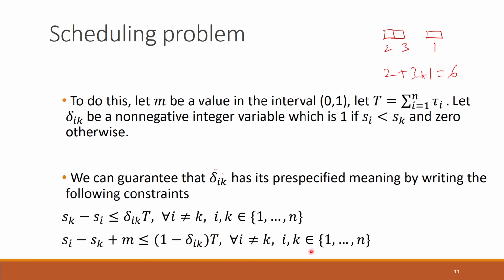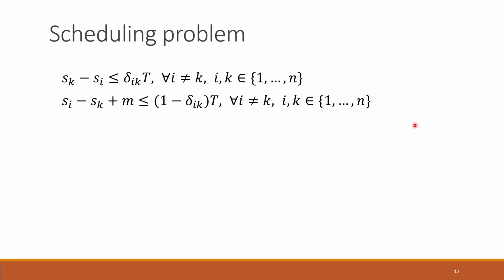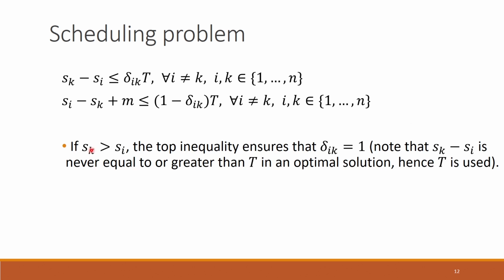Okay. So, let us understand how these constraints define this variable delta Ik. Just remember what we want from delta Ik. It is a non-negative integer variable which is 1 if Si is less than Sk and 0 otherwise. So, if you look at the top inequality here, if Sk is greater than Si, then the top inequality ensures that delta Ik is equal to 1. Why is that? Because when Sk is greater than Si, the LHS of the top inequality is positive. So, then delta Ik cannot be 0, it has to be equal to 1.